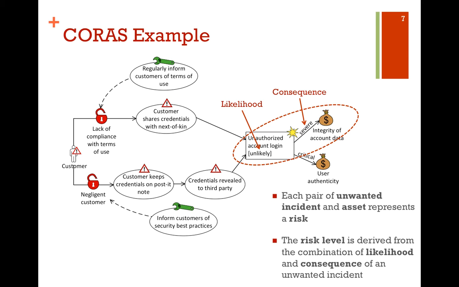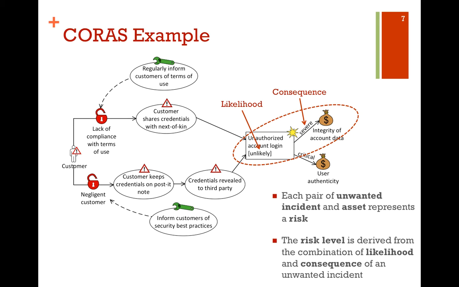Both scenarios lead to the unwanted incident unauthorized account login, which impacts the assets integrity of account data and user authenticity. The risk of the unwanted incident unauthorized account login is given by the likelihood that it occurs and the impact that it has on the assets, integrity of account data and user authenticity. The likelihood of the unwanted incident unauthorized account login is labeled on the unwanted incident. The consequence instead is specified on the arrow that links the unwanted incident to the assets.